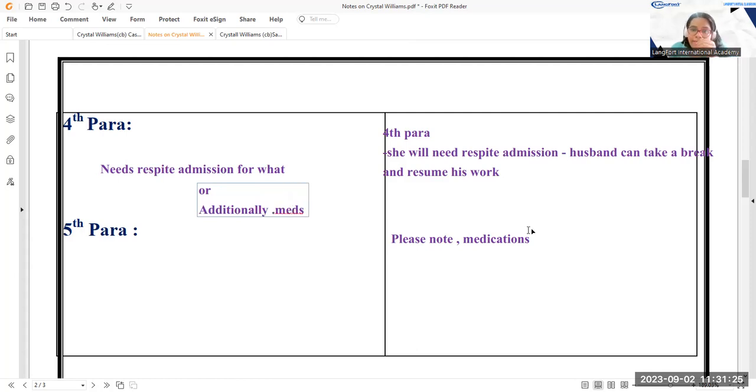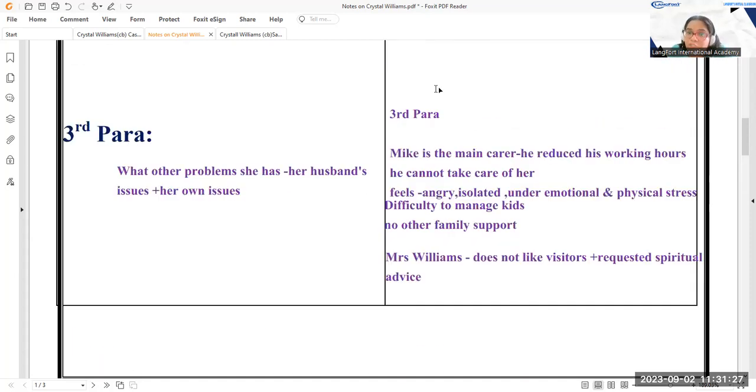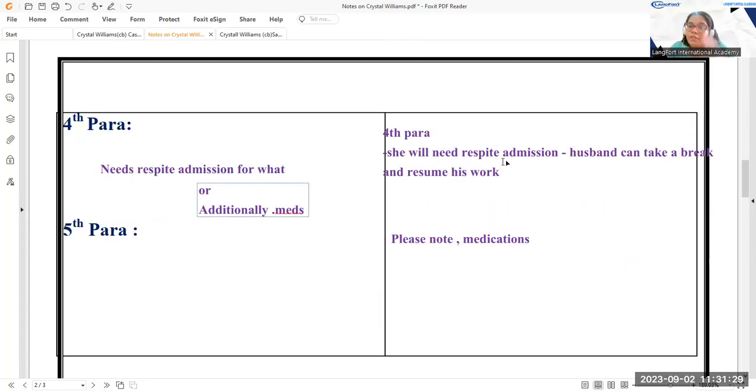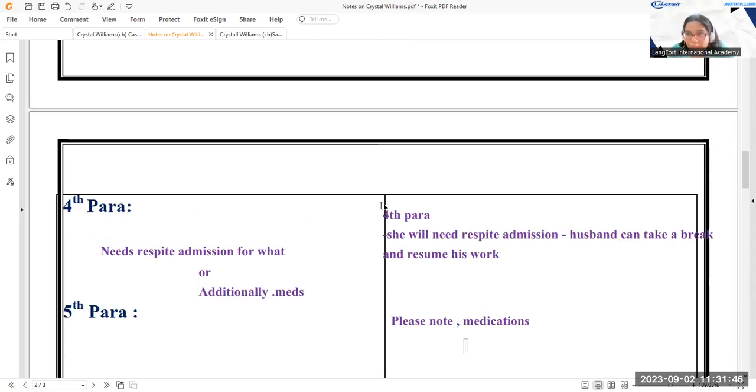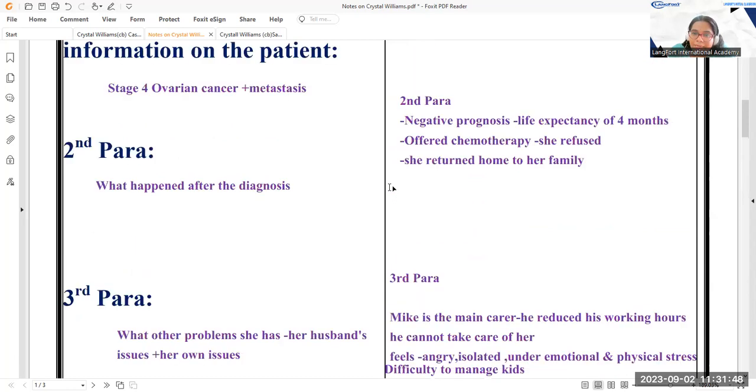But logically, what would be better is once you have mentioned all the issues, then mention the purpose of the respite admission, so her husband can take a break. Then at the end, you can also highlight the medication. It's up to you. Both versions are fine. I wouldn't say that just because you wrote medications in the fourth paragraph, you will lose marks. No.